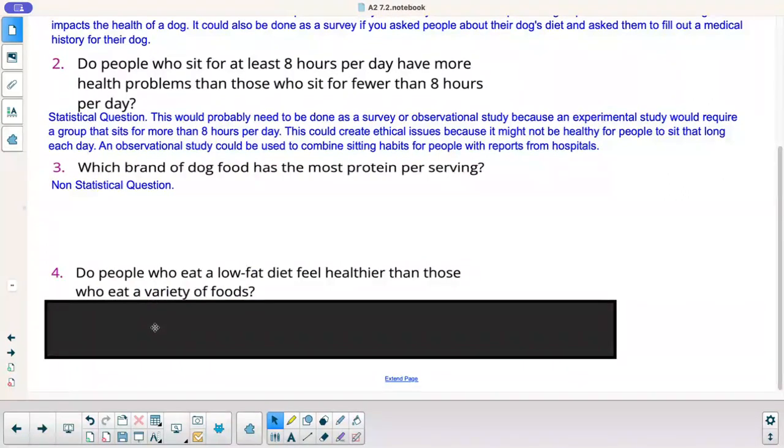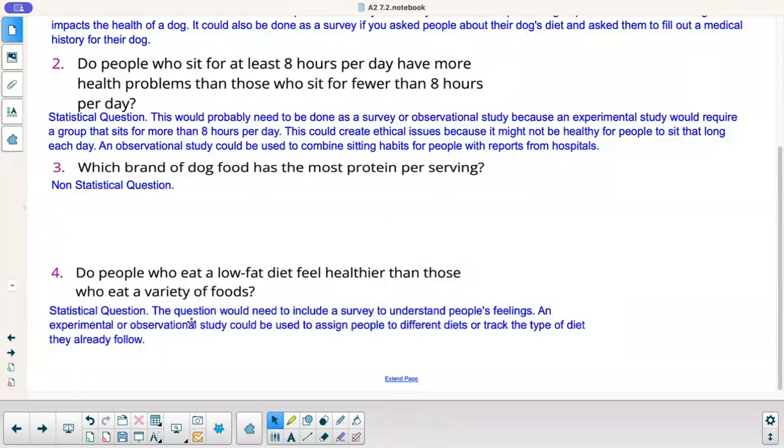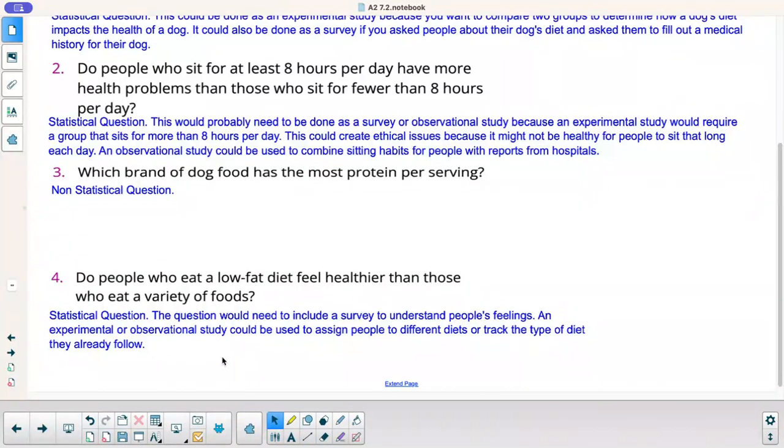Do people who eat a low-fat diet feel healthier than those who eat a variety of foods? This is a statistical question. The question would need to include a survey to understand people's feelings. An experimental or observational study could be used to assign people to different diets or track the type of diet they already follow. But then you still have to account for how they feel, which really is going to have to be a survey. So if you did an observational study, it would be difficult.